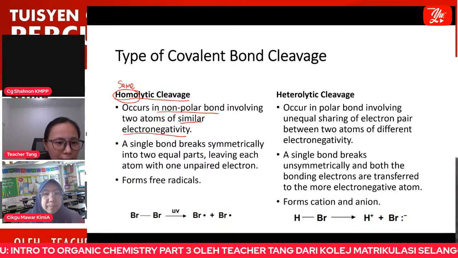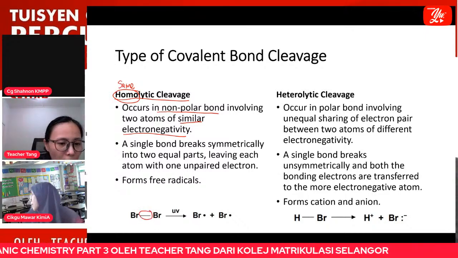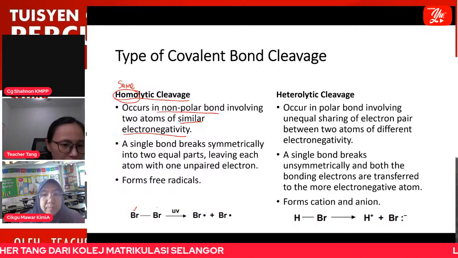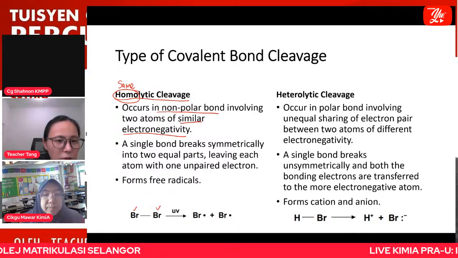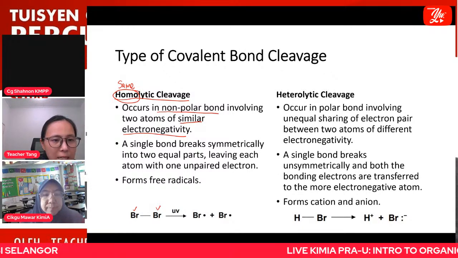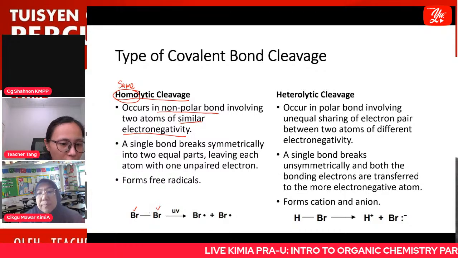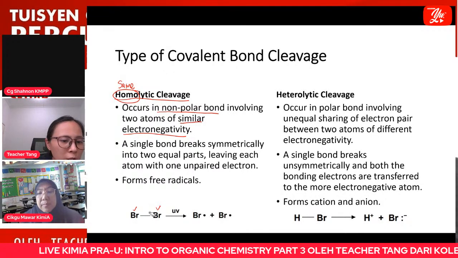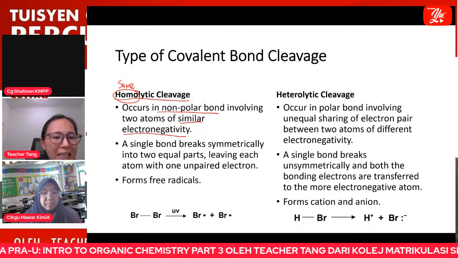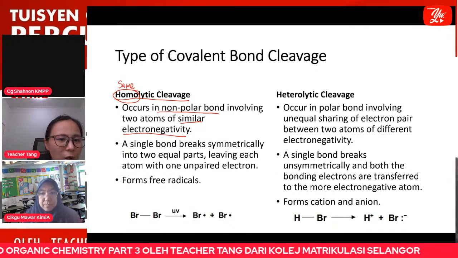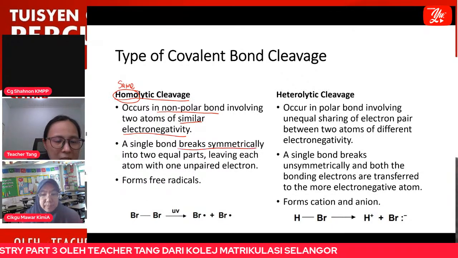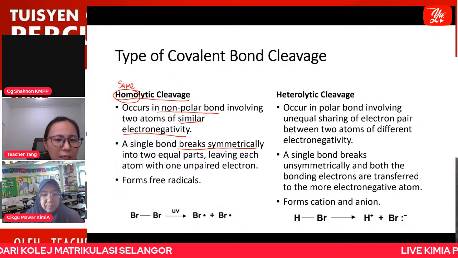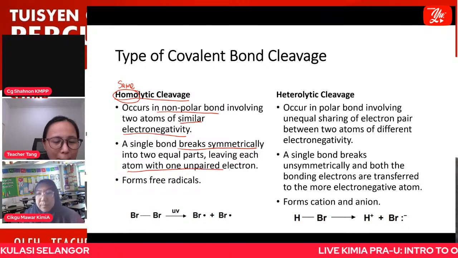For example, this is a non-polar bond because it is a bond between two same atoms. Two same atoms have the same electronegativity. Therefore, the covalent bond between them is a non-polar bond. Usually a non-polar bond will undergo homolytic cleavage, where this covalent bond will break symmetrically, leaving each atom with one unpaired electron.